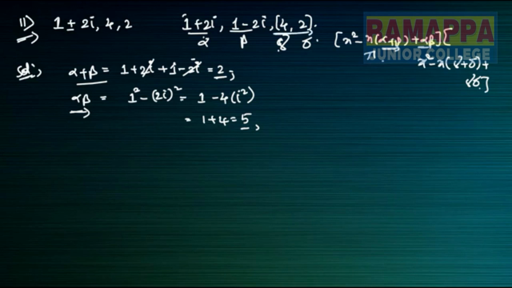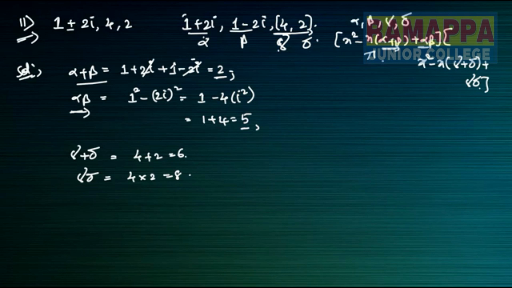So here gamma plus delta is equal to 4 plus 2, which is 6. Gamma into delta is equal to 4 into 2, which is 8. Now we have got all these values. Whenever alpha, beta, gamma, delta are given, the equation comes like this. Now in this we'll substitute the values.